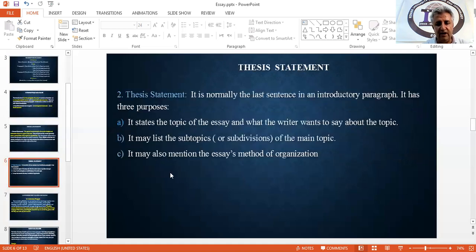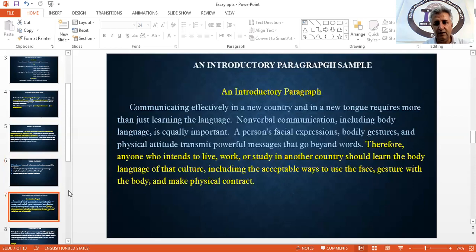After the general statements, we have the thesis statement, which is the last sentence in an introductory paragraph, and it has three purposes. First, it says the topic of the essay and what the writer wants to say about the topic. It lists the subtopics or subdivisions of the main topic, and it mentions the essay's method of organization. And we have an introductory paragraph here. We have the general statements in blue and the thesis statement in yellow.